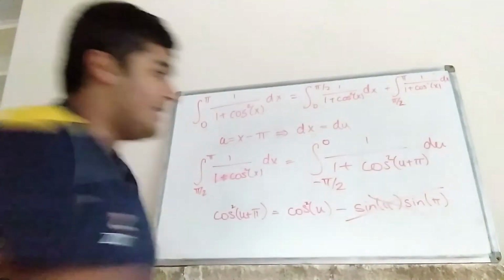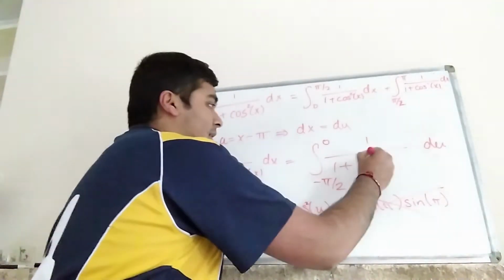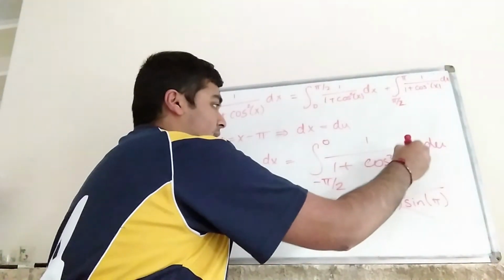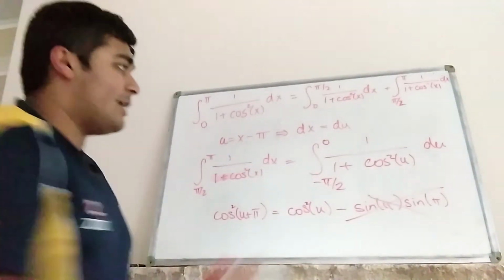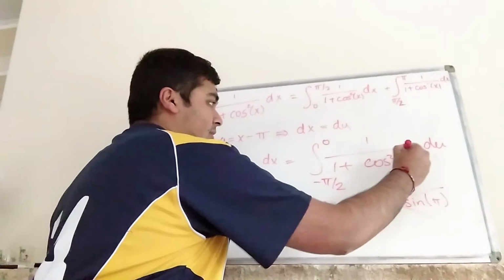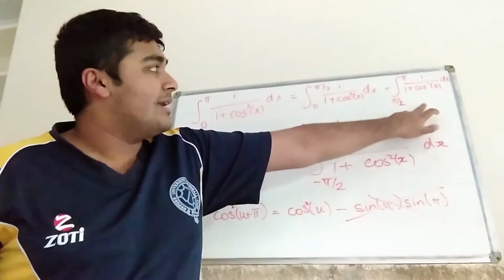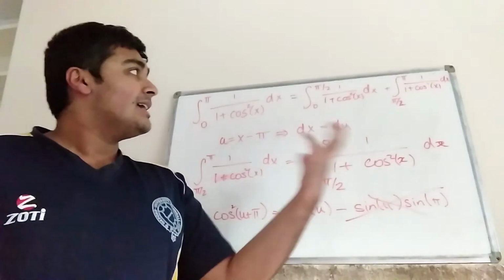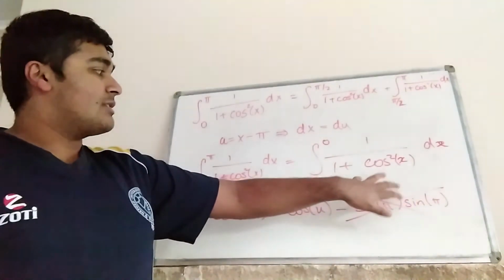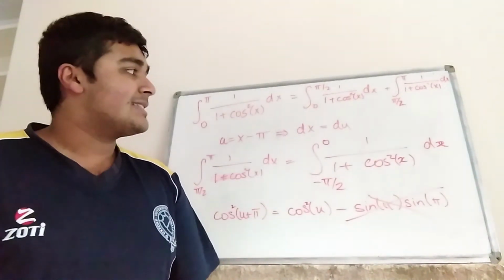So this thing here, I can write as the integral from minus pi over 2 to 0 of 1 over 1 plus cosine squared of u du. And now, of course, u here is just a dummy variable, so I can swap it out for x. Now we've shown that the integral from pi over 2 to pi of 1 over 1 plus cosine squared x dx is the same as the integral from minus pi over 2 to 0 of 1 over 1 plus cosine squared of x dx.